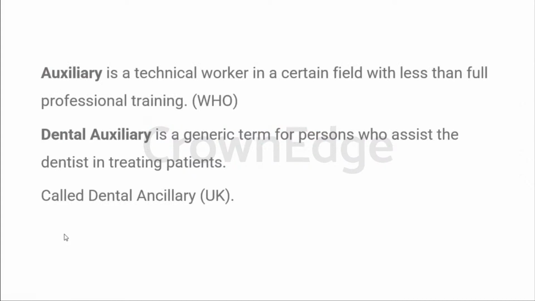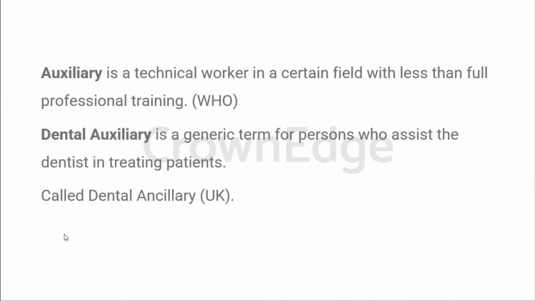I'll be taking the class on dental auxiliaries for the NEET preparation. Before we delve deeper into dental auxiliaries, the term auxiliary, in plain English, refers to an addition or some sort of an adjunct. When we refer to the term auxiliary in healthcare, you're basically referring to any technical worker. It doesn't depend on the field they're working in, but they have to be a technical worker and have less than full professional training.